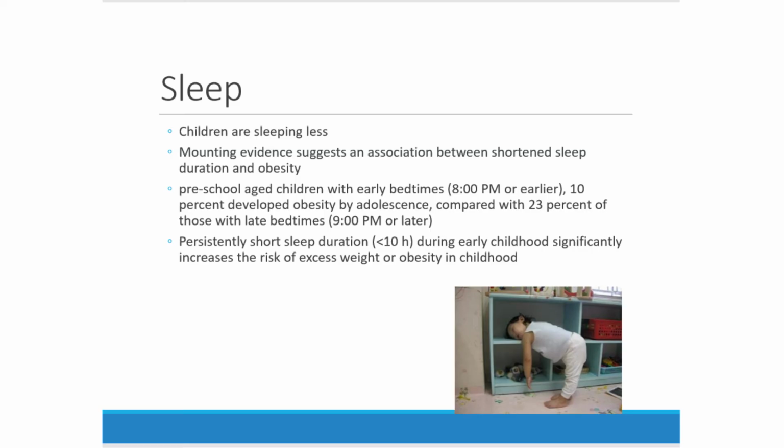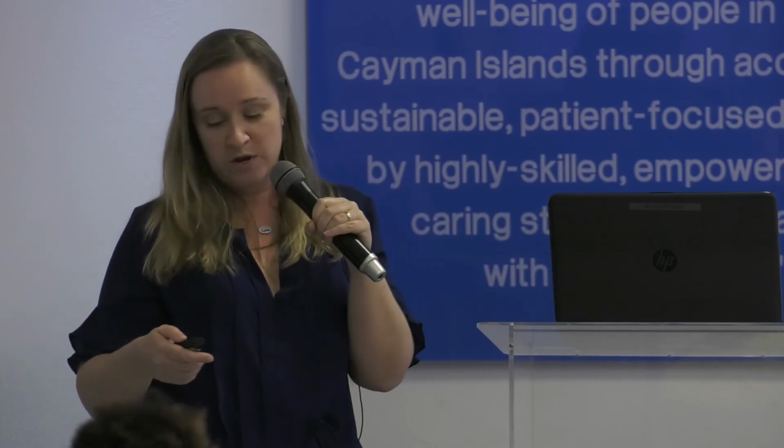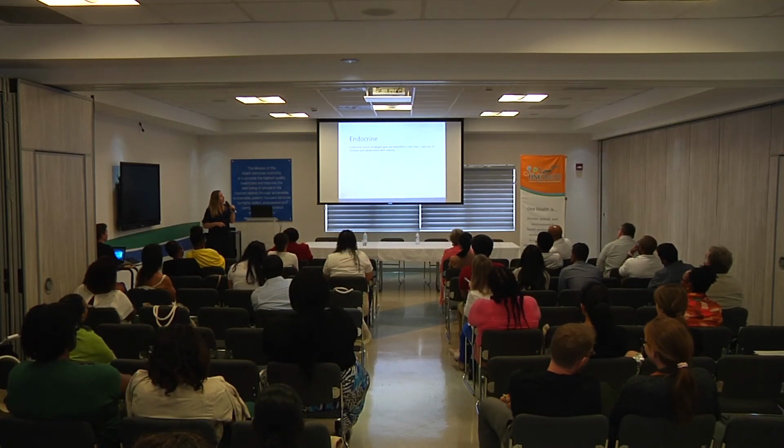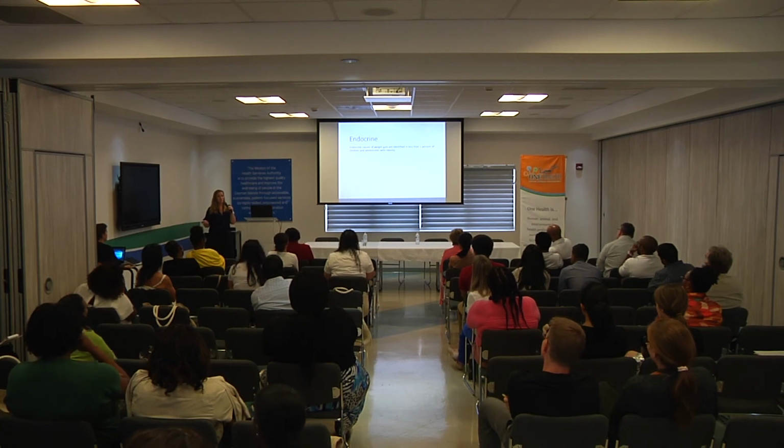Sleep. Children are sleeping less. There's mounting evidence suggesting an association between shortened sleep duration and obesity. And when you look at preschool kids, if you got them to bed before 8 o'clock, they actually have less obesity than if you got them to bed after 9. An hour makes a big difference in these kids. If they have a persistently short sleep duration of less than 10 hours, it also increases the risk of excess weight or obesity.